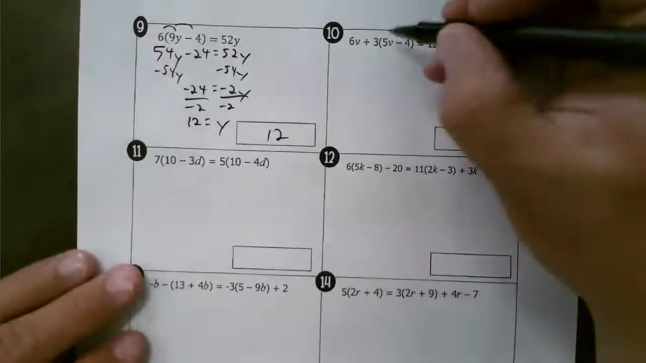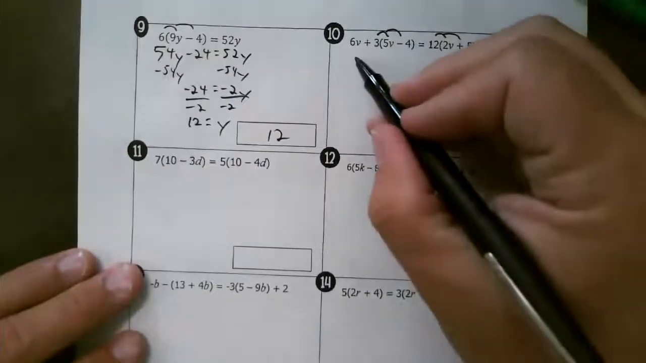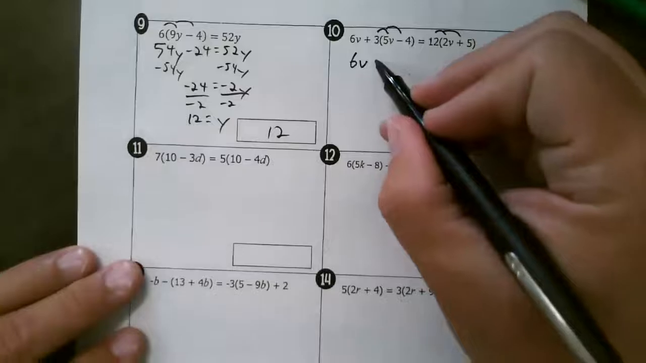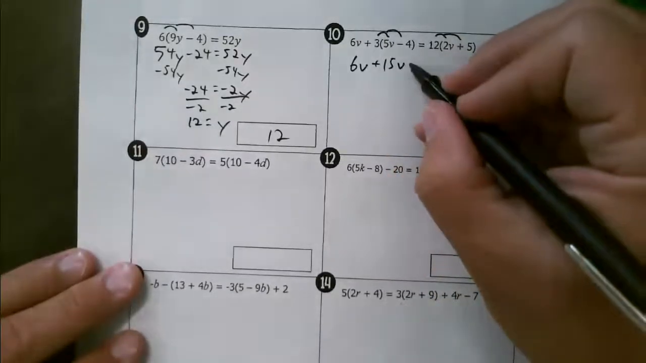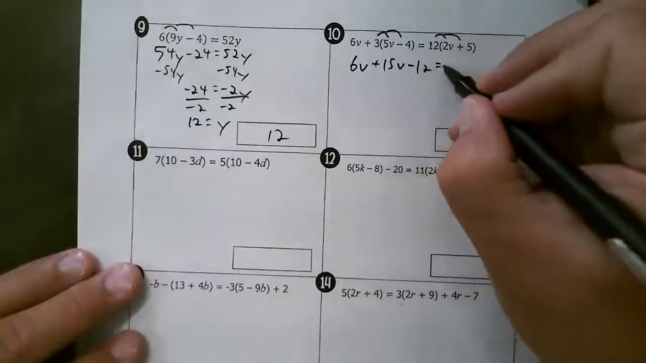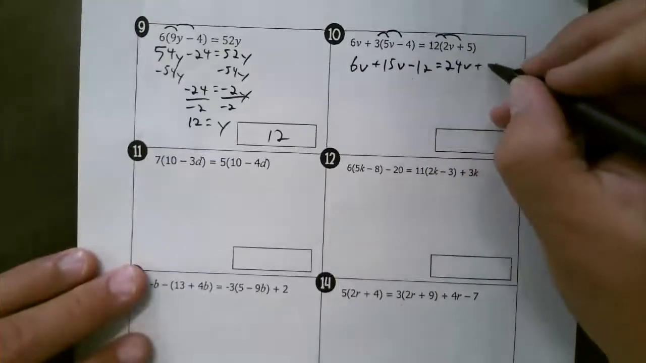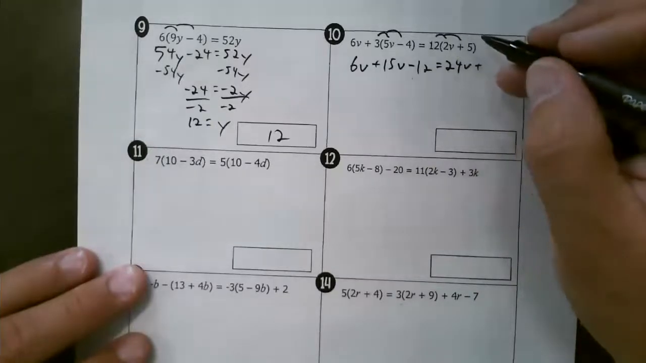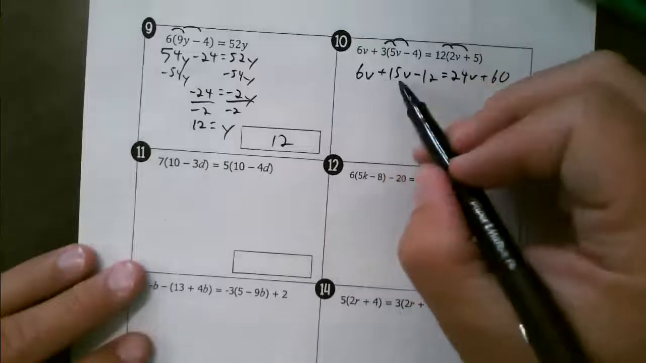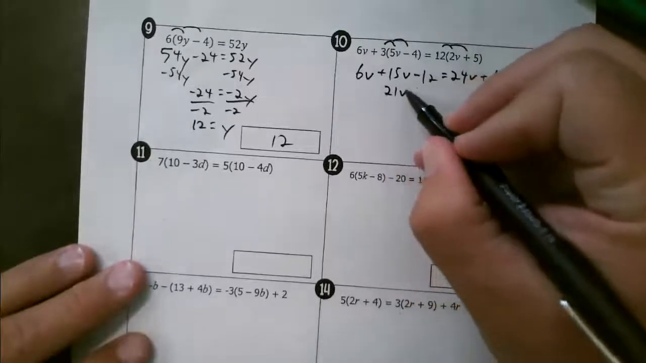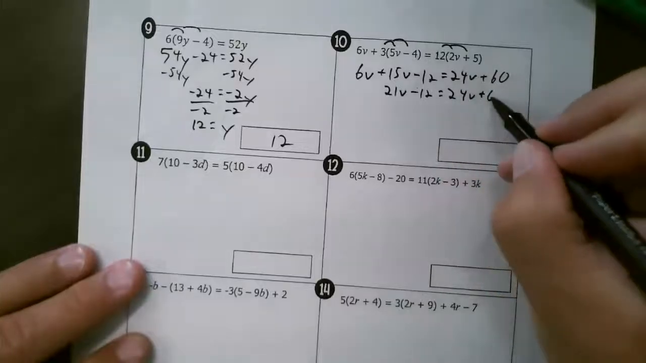On number 10, distribute the 3 and distribute the 12. So we have 6v plus 15v minus 12 equals 24v plus 60. Combine like terms, 6 and 15 gives us 21. On this side, nothing to combine just yet.